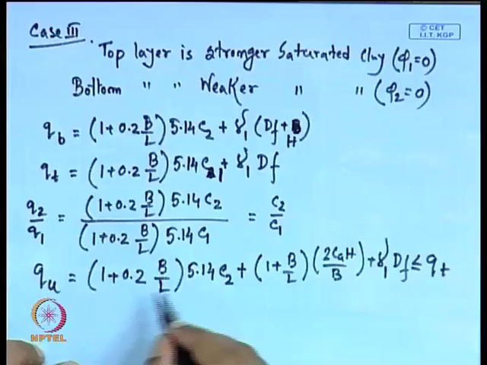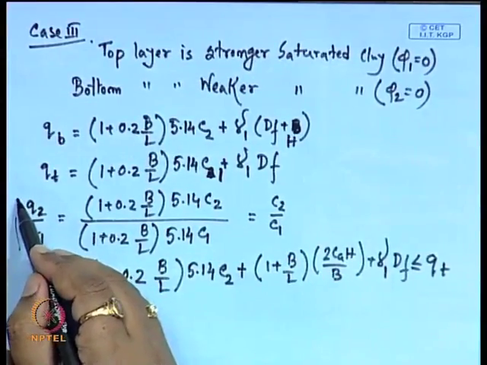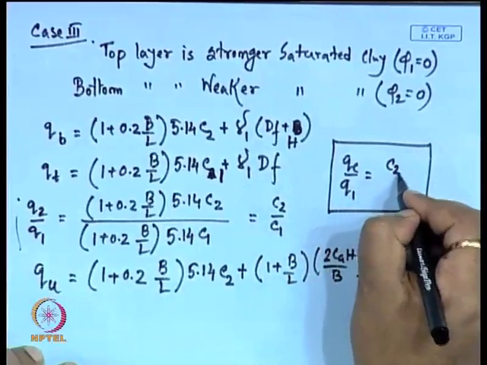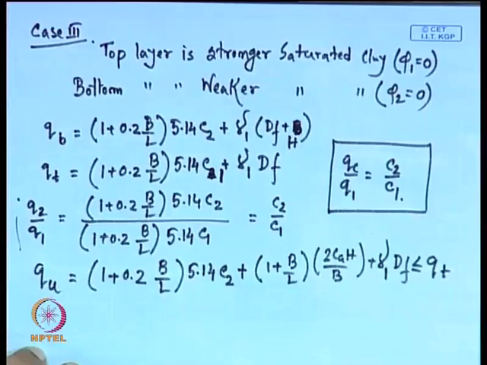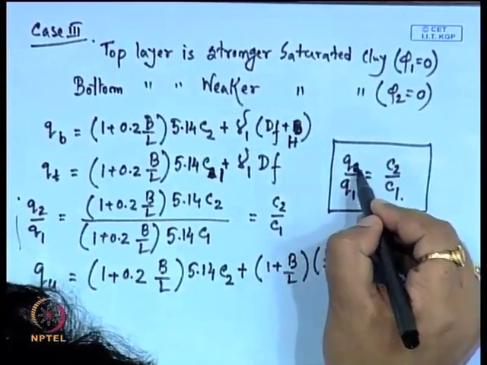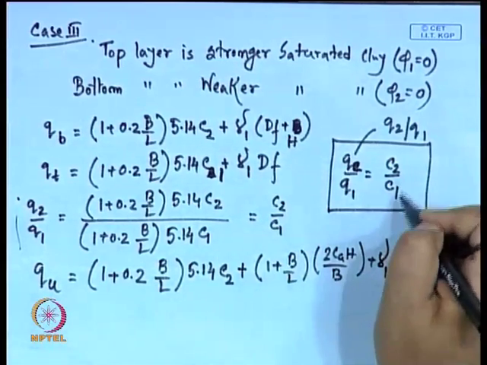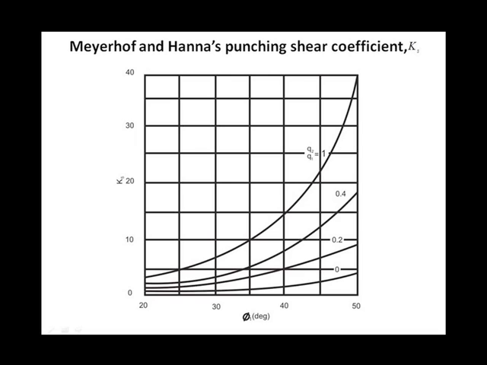Now, the question is how we will calculate this. Suppose for this case 4, we know that q 2 by q 1 is equal to C 2 by C 1. Then how will we use these charts, and how will we use this q 2 by q 1, that is C 2 by C 1. Now, if we go for this chart, this is the chart presented by Meyerhof and Hanna 1978, and the source is this book. Now, as I have mentioned, this punching shear coefficient K s is a function of q 2 by q 1 and phi 1.